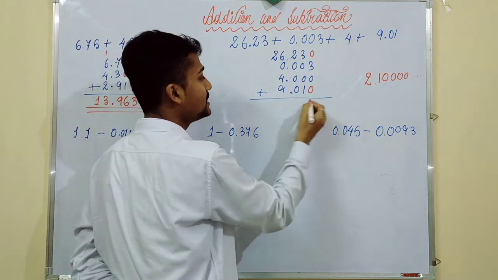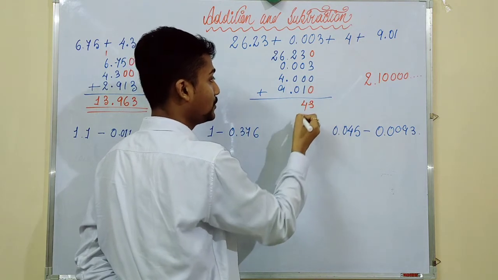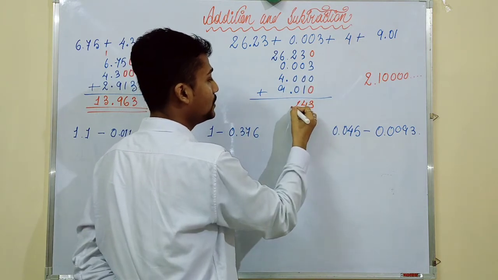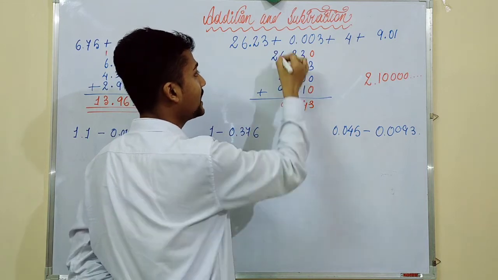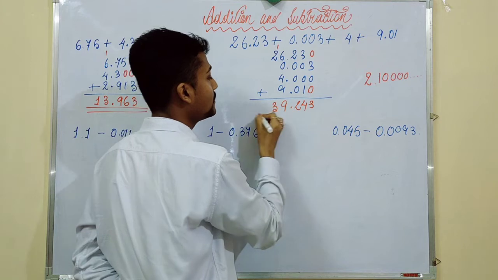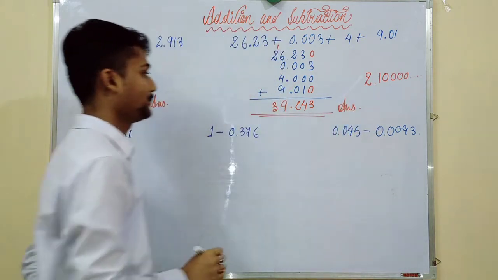3 plus 0 is equal to 3, 1 plus 3 is equal to 4, plus 0 is equal to 4, 2 plus 0 is equal to 2, point. 6 plus 4 is equal to 10, plus 9 is equal to 19, carry 1, 2 plus 1 is equal to 3. So this is your required answer.